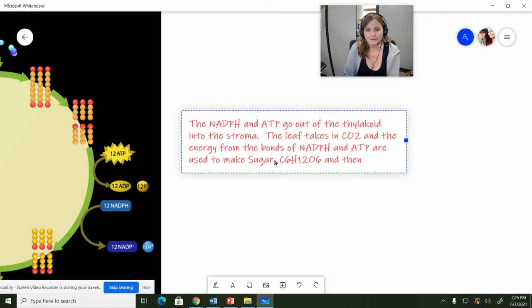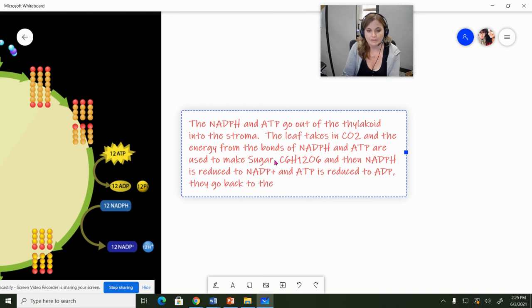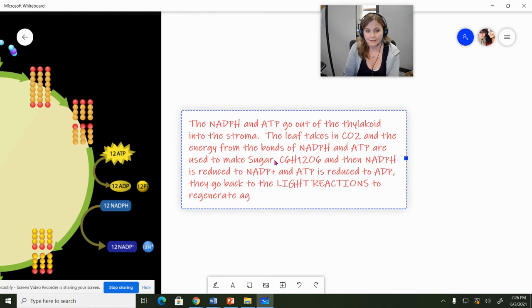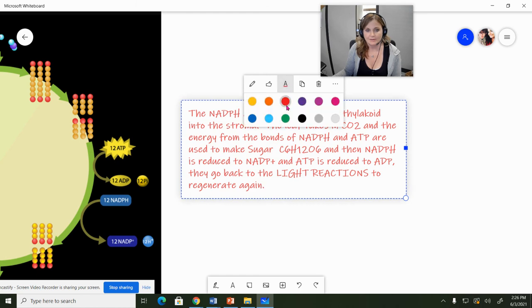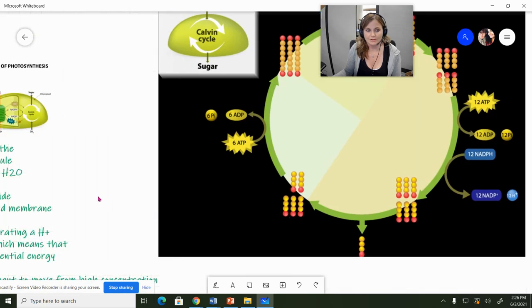and then NADPH is reduced to NADP plus, and ATP is reduced to ADP. They go back to the light reactions to regenerate again. Okay. So once they're all done and they've given off their energy, then we start back over here again.